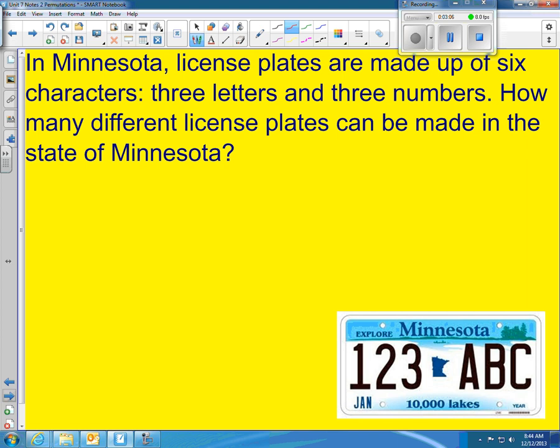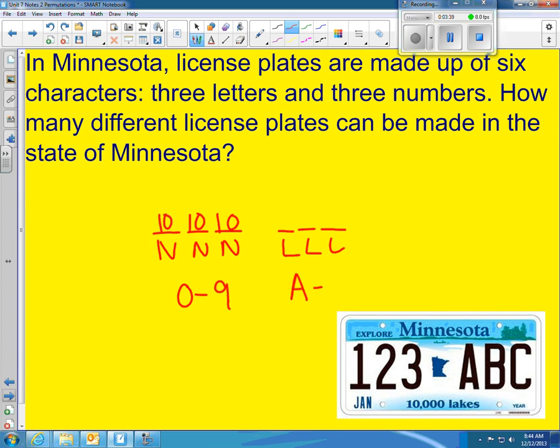Okay, so in Minnesota, license plates are made up of 6 characters, 3 letters and 3 numbers. How many different license plates can be made in the state of Minnesota? So we have 3, and then we have 3 more. So we might have a number, a number, a number, and then letter, letter, letter. When we talk about numbers, we are thinking 0 through 9, so that gives us 10 digits. And we can use that number again, so that gives us 10 digits for the next one and 10 digits for the last one.